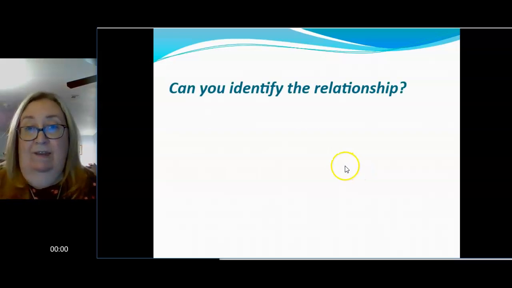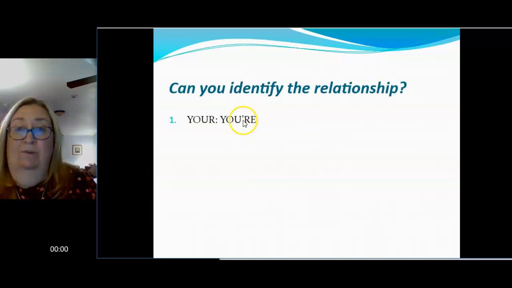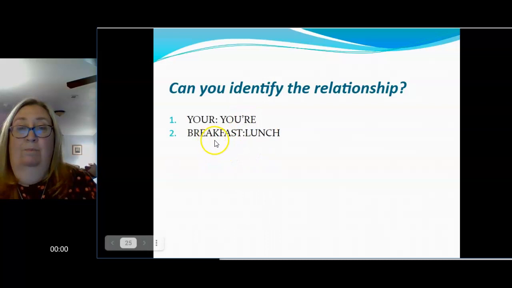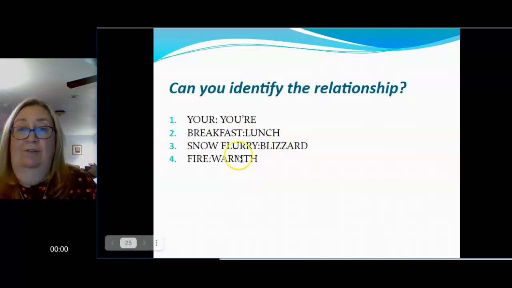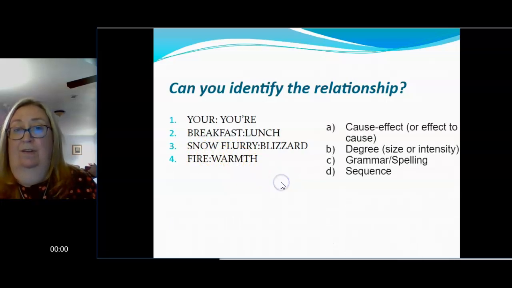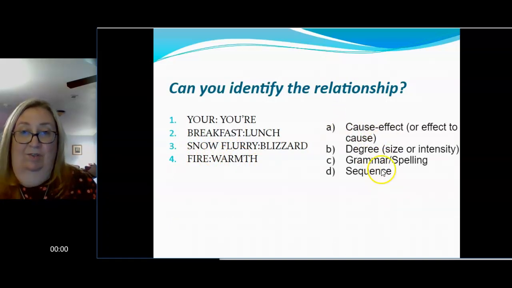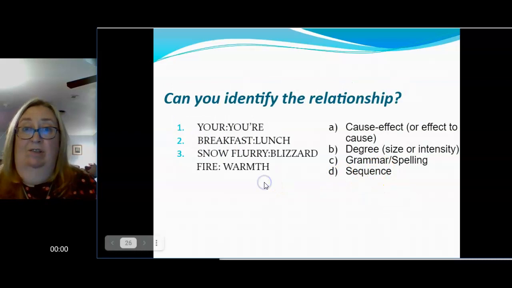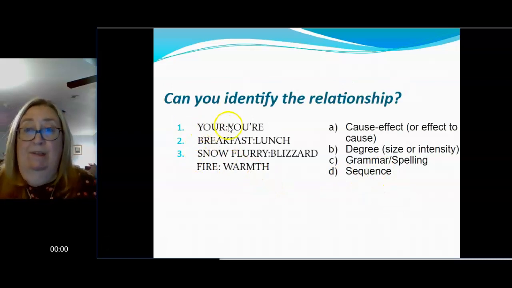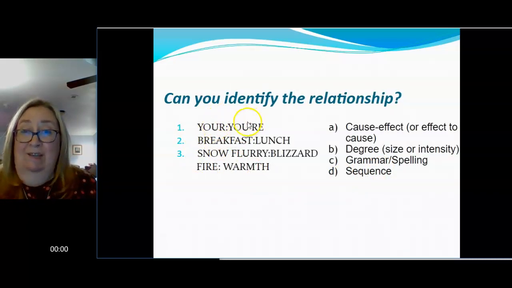Let's see if we can identify these relationships. We have your and you're, breakfast and lunch, snow flurry and blizzard, fire and warmth. These are our relationships here. Okay, so let's check this out. Your and you're, probably the easiest one up there. Those words sound the same, but they're spelled differently. This one means you own something. This one means you are. So that's going to be an example of the grammar or spelling relationship. And here we have that as C.